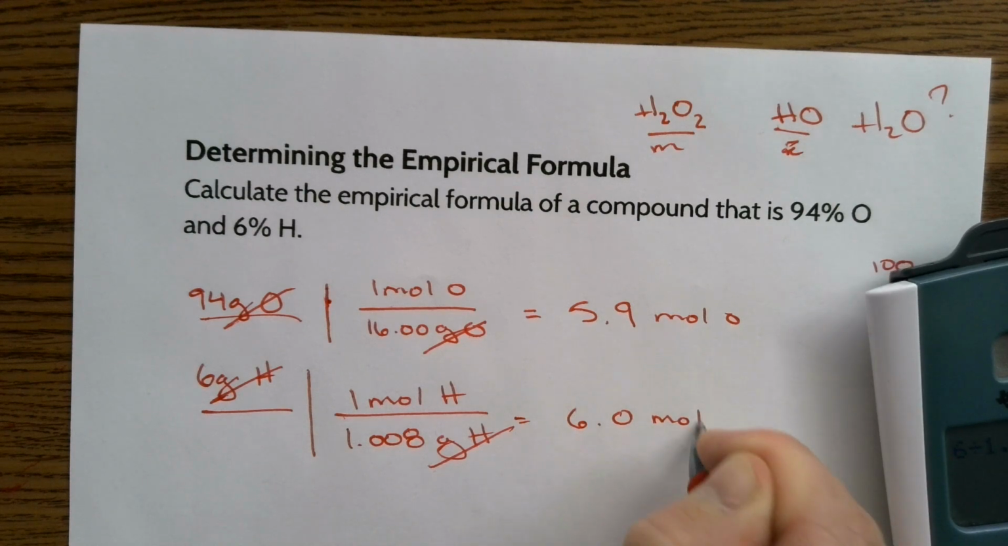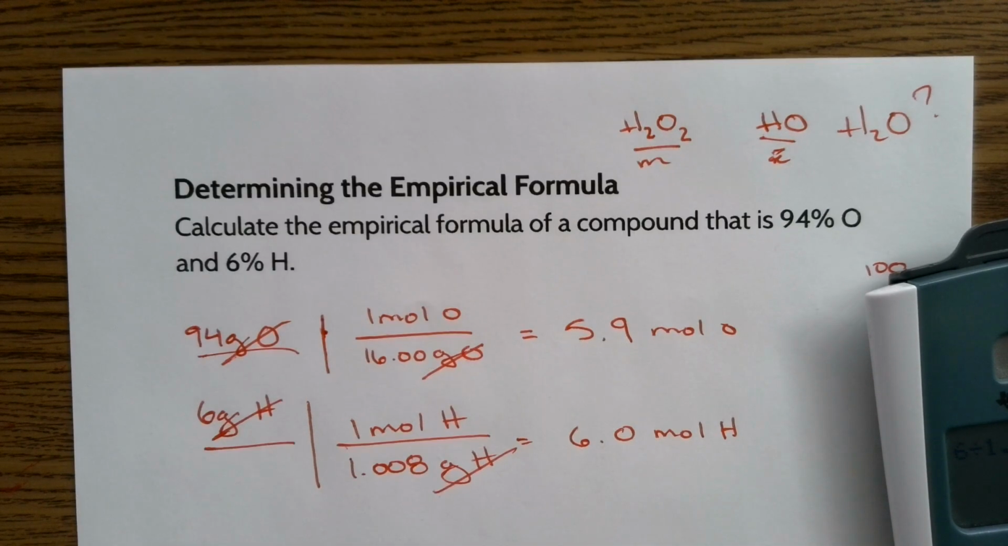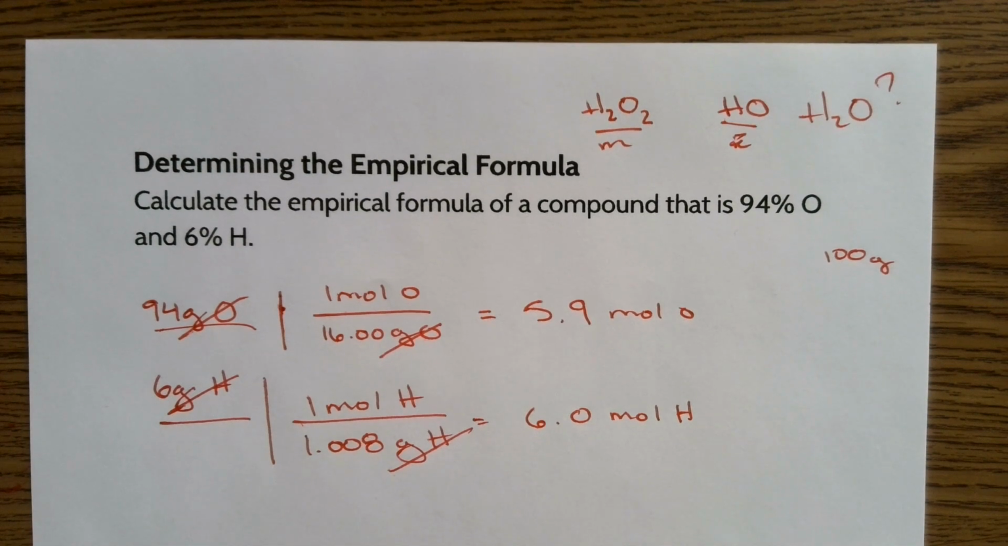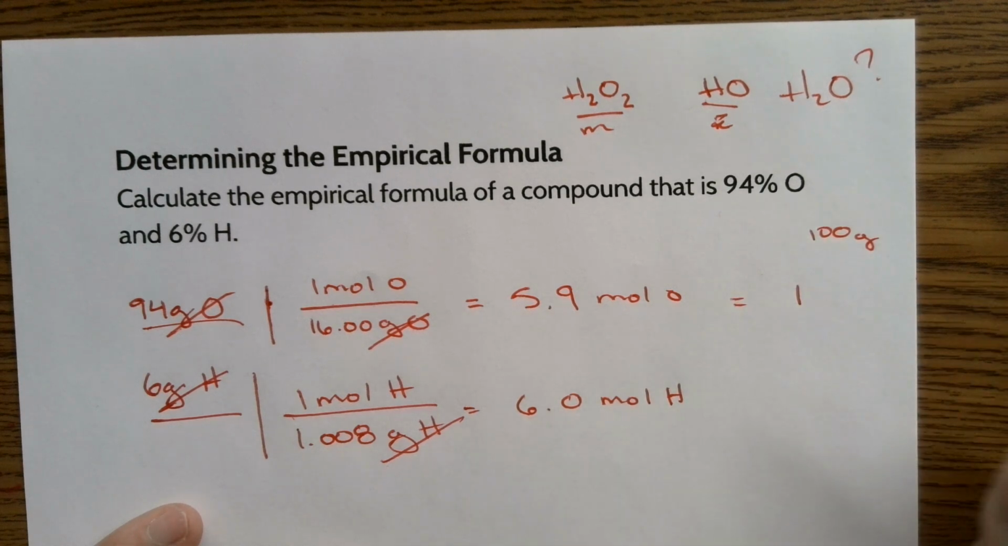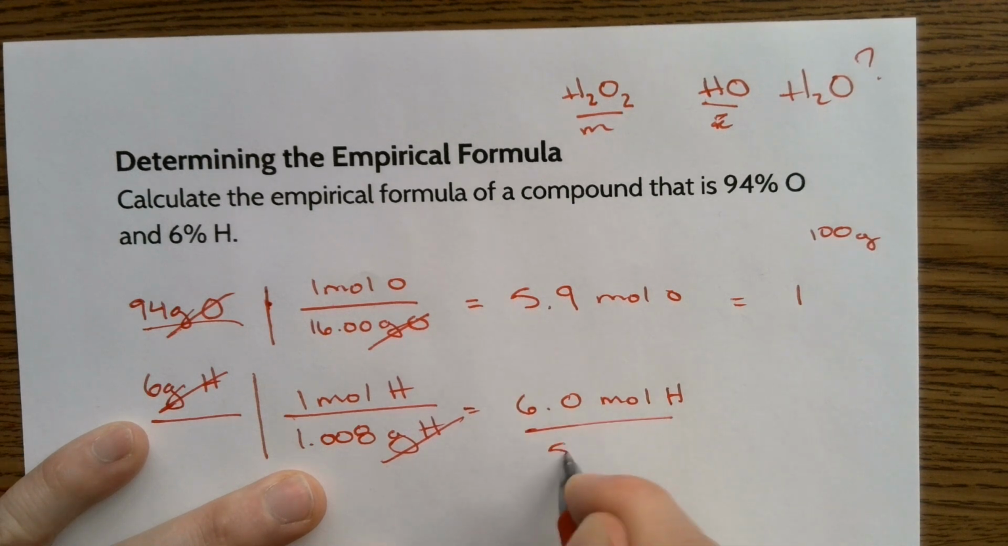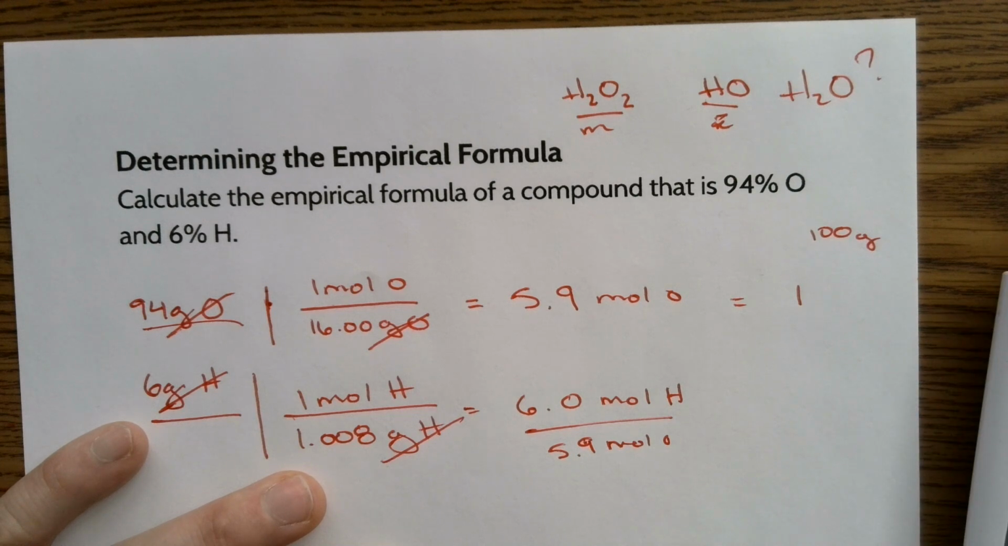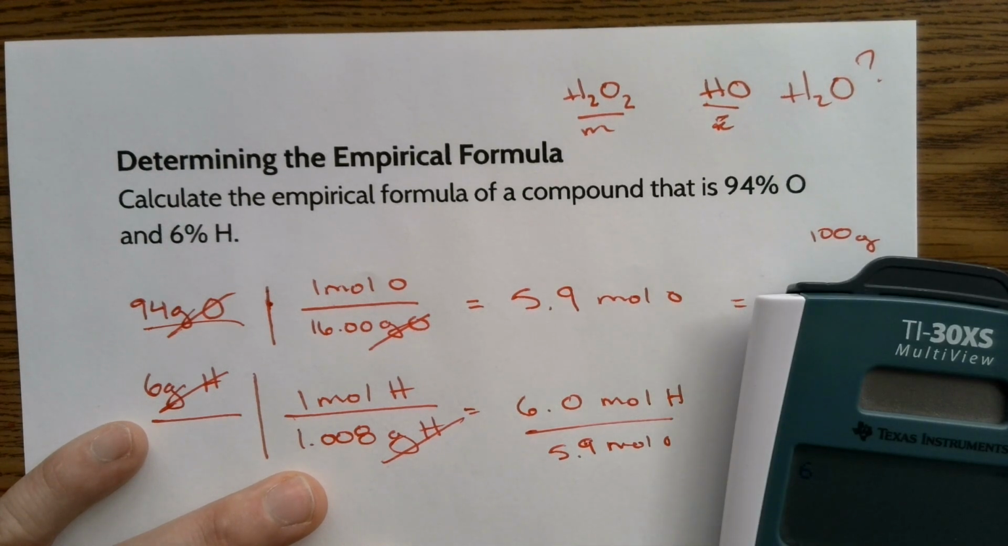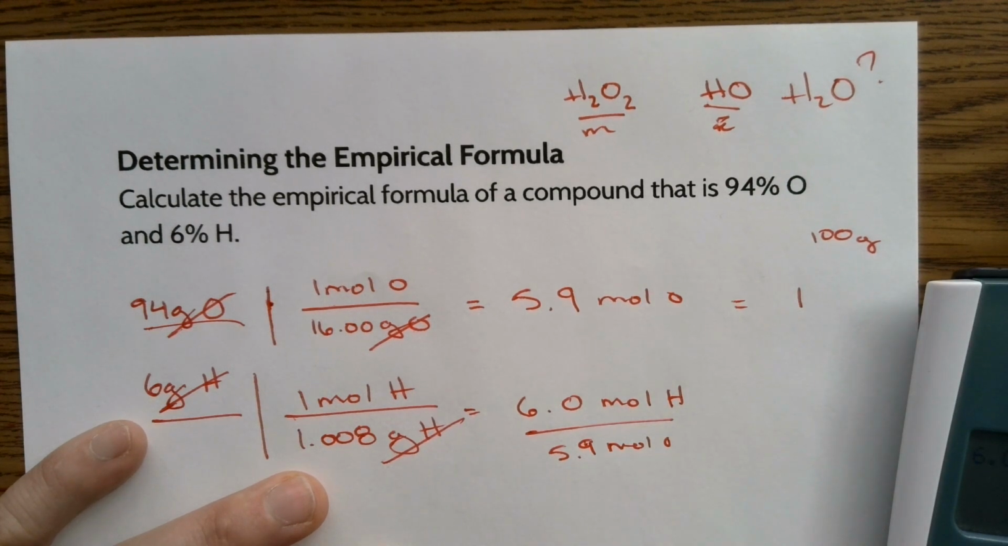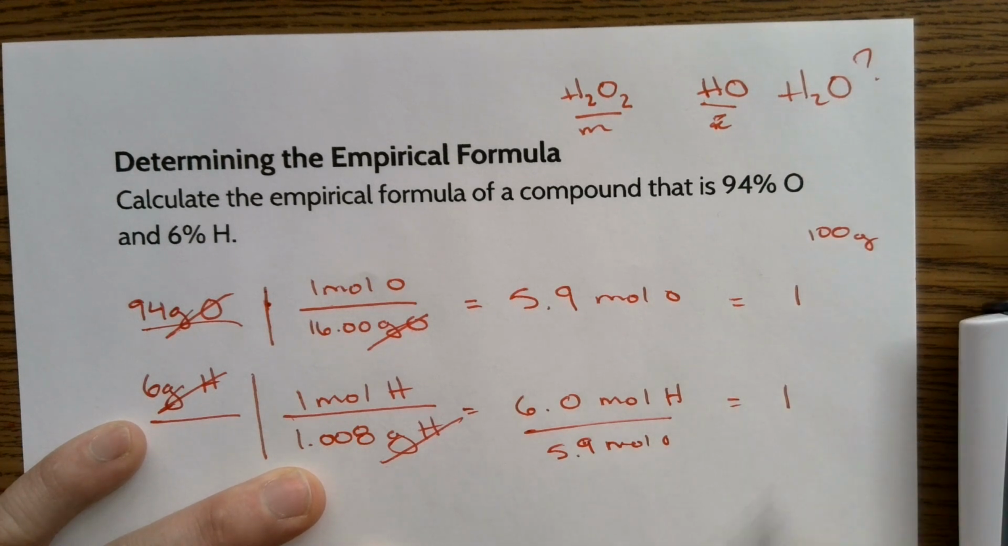moles of hydrogen. And what we're going to do now is divide by the lowest number, and in this case, it's 5.9. So this one is going to be equal to 1, because 5.9 divided by 5.9 is 1. So I'm going to divide by 5.9 moles of oxygen. And that tells me that our ratio is going to be 6.0 divided by 5.9. It's obvious that it's almost 1, but I just want to type it out for you. And that equals 1.01. So I'm just going to round it to the nearest whole number, and that's going to be equal to 1.